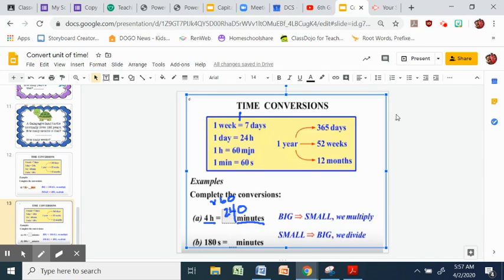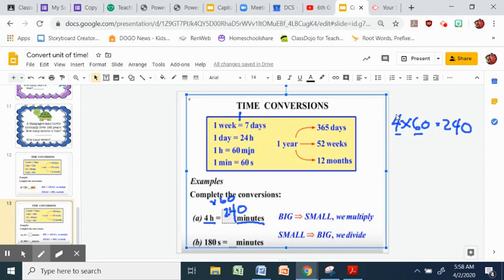Just like our trick here, 4 times 60. What's 4 times 6? 24, add your zero. So you're multiplying across zero. Just a quick tip.